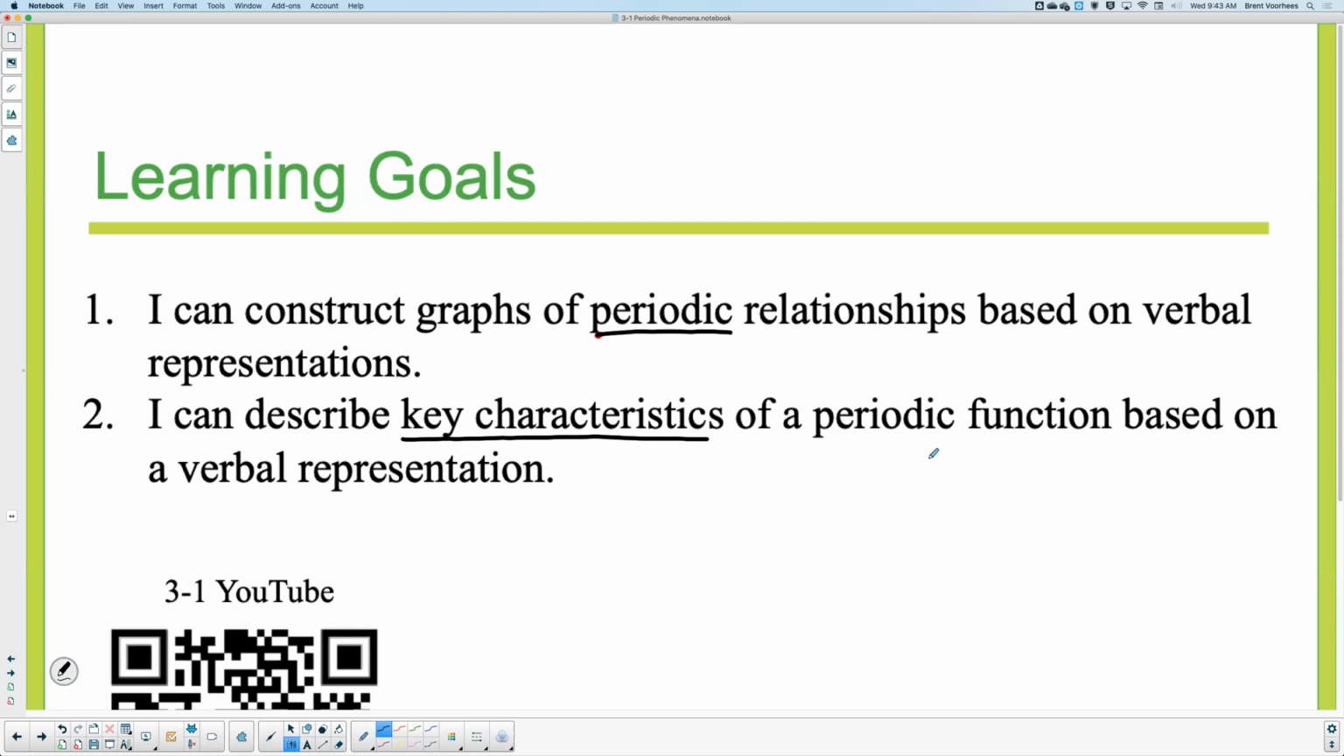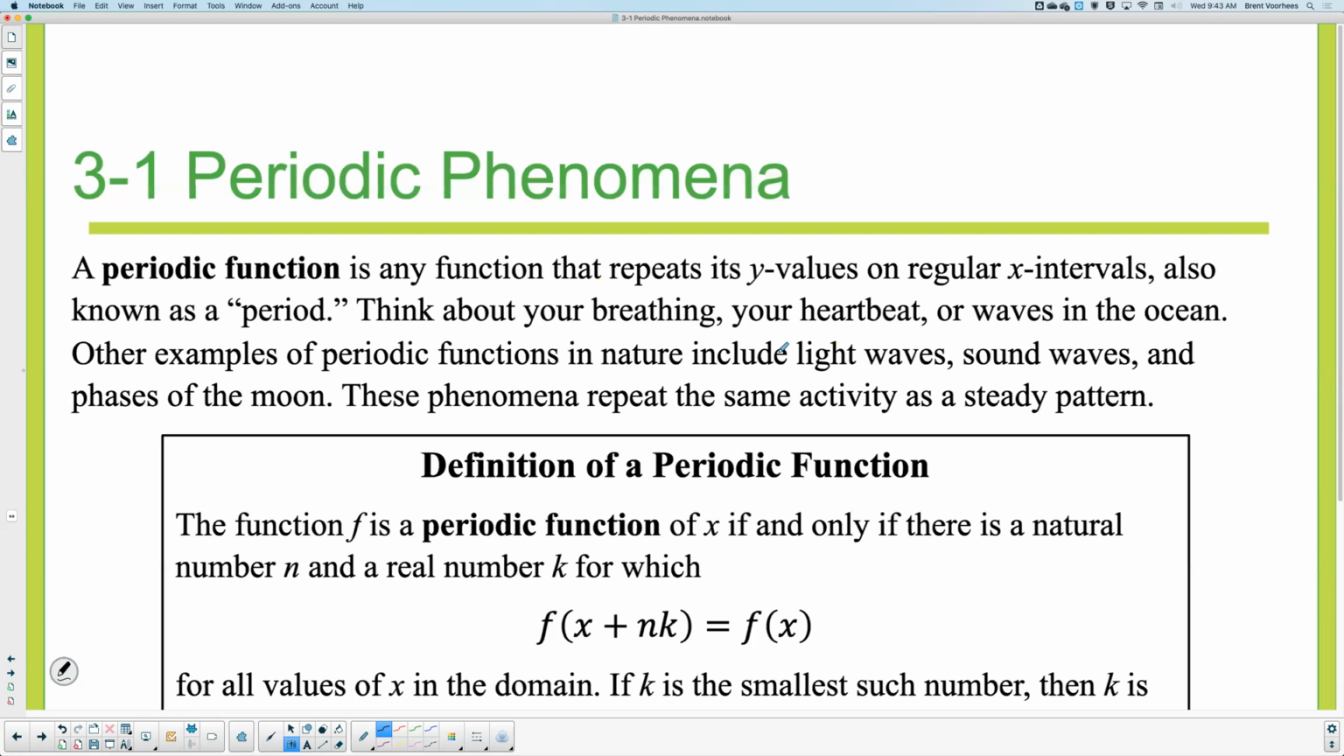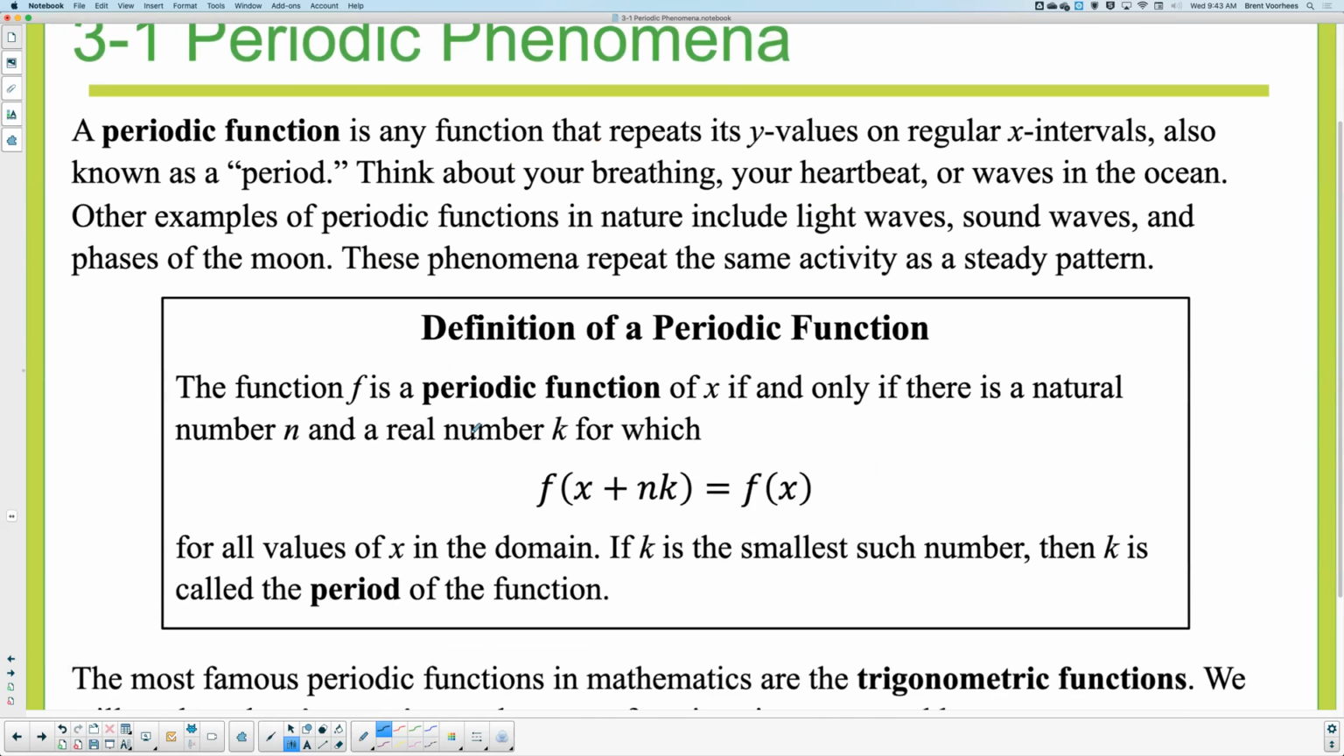So what does this word periodic mean? On your second slide, you have this. And what I've done is I've actually given you two different definitions. Up here, it's just basic English, and down here is the mathematical. The mathematical is confusing. That's why I'm giving you two definitions. So here's the one that makes more sense. A periodic function is any function that repeats its y values on regular x intervals.